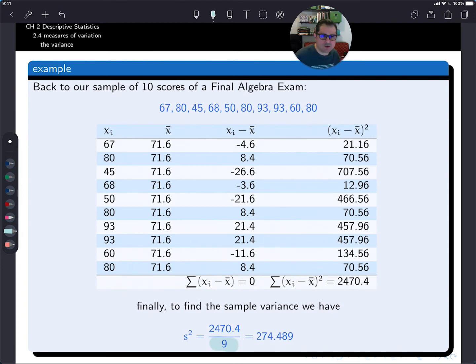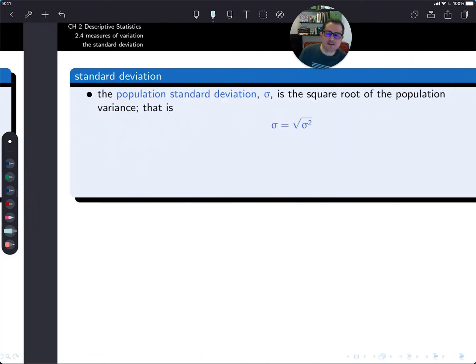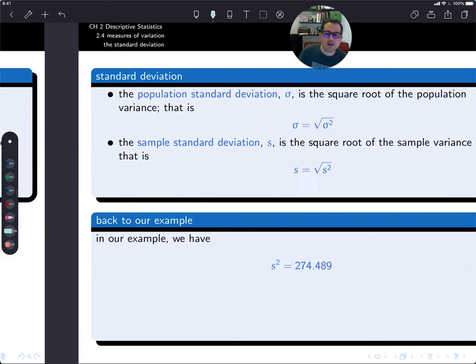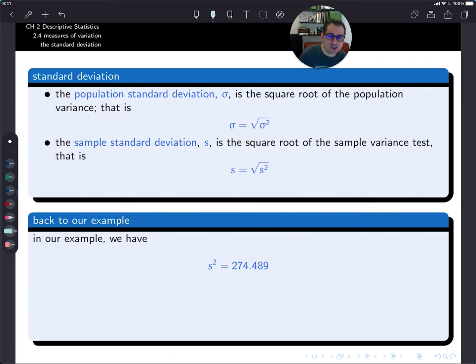And this is the sample variance. Okay, so this is it. If a question asks you to find the sample variance, I haven't taken the square root yet. So now define what the standard deviation is. It's the same symbol as before: sigma for the population standard deviation, and S for the sample standard deviation. And so just take the square root of the number we had, and the standard deviation for this example would be 16.568.